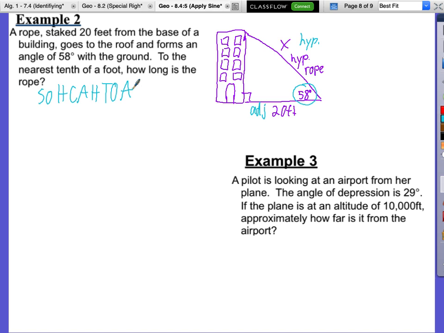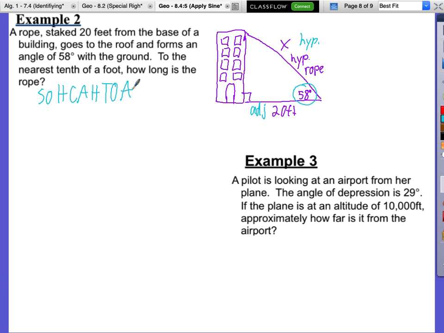Who can tell me the first 3 words of this? Jacob. Sine is opposite over hypotenuse. Who can do the next one? Gage. Cosine is adjacent over hypotenuse. And Josie, last one? Tangent is opposite over adjacent.